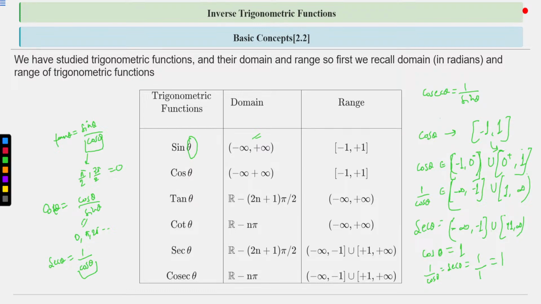Hence, the range of sec theta and cosec theta is from minus infinity to -1 union 1 to infinity, right? Understood? Okay, let us move to the next section.